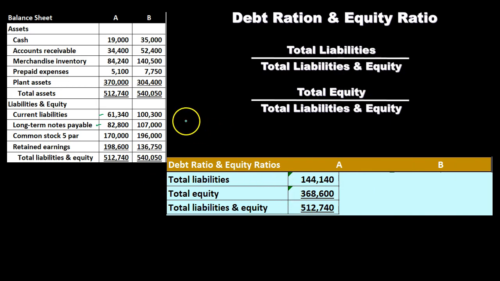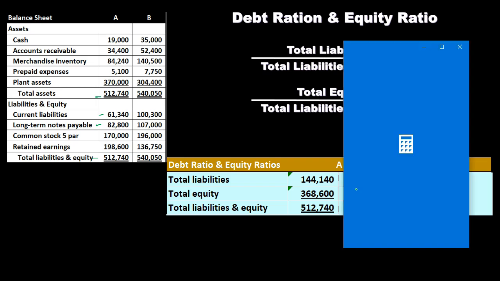And if we add those two up, we get the 512,740. So that is our liabilities and equity side of the balance sheet. We have the liabilities and equity is the total bottom line of the balance sheet, the 512,740, which is equivalent to the total assets. Then we're going to do a comparison, a ratio of each of these components compared to the total, and we'll get a 28/72 breakout.